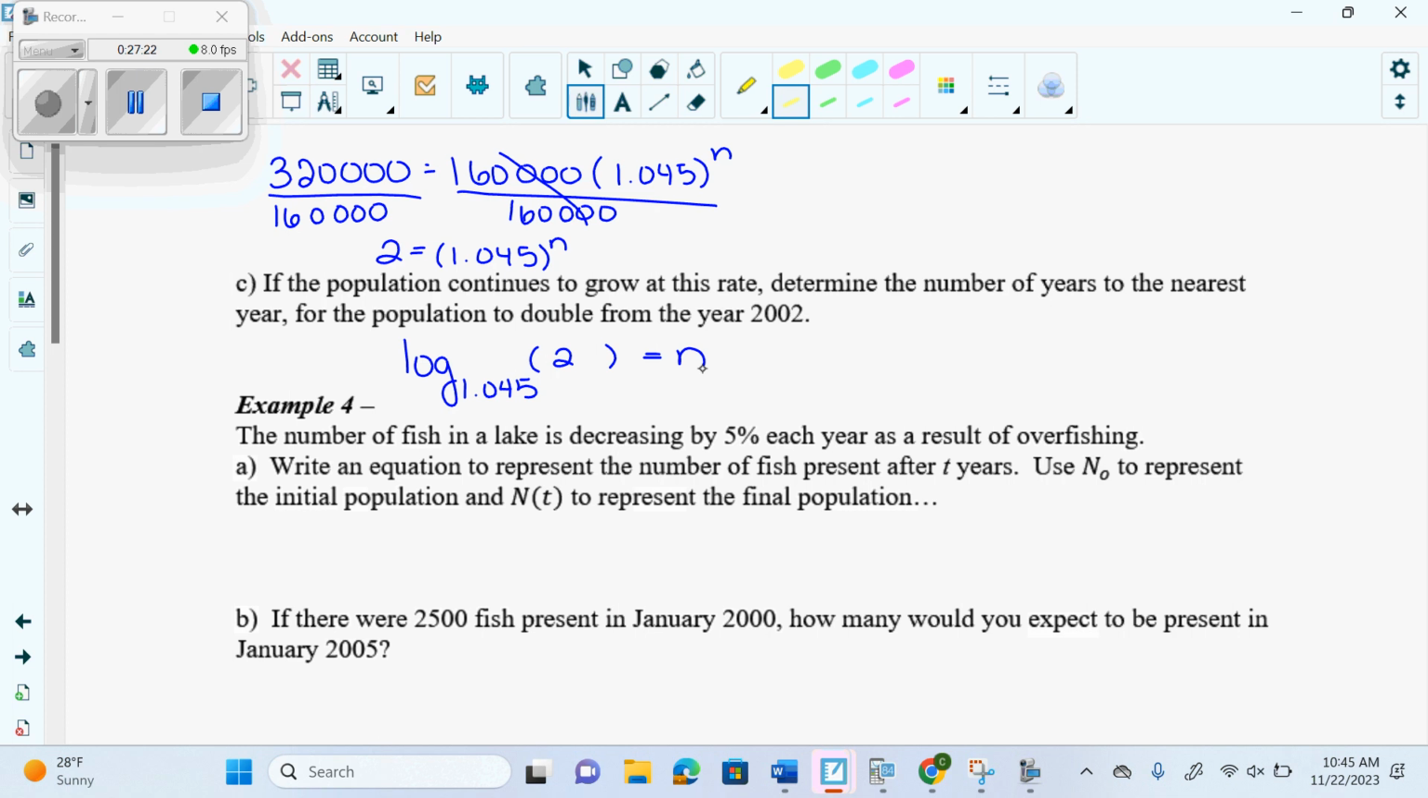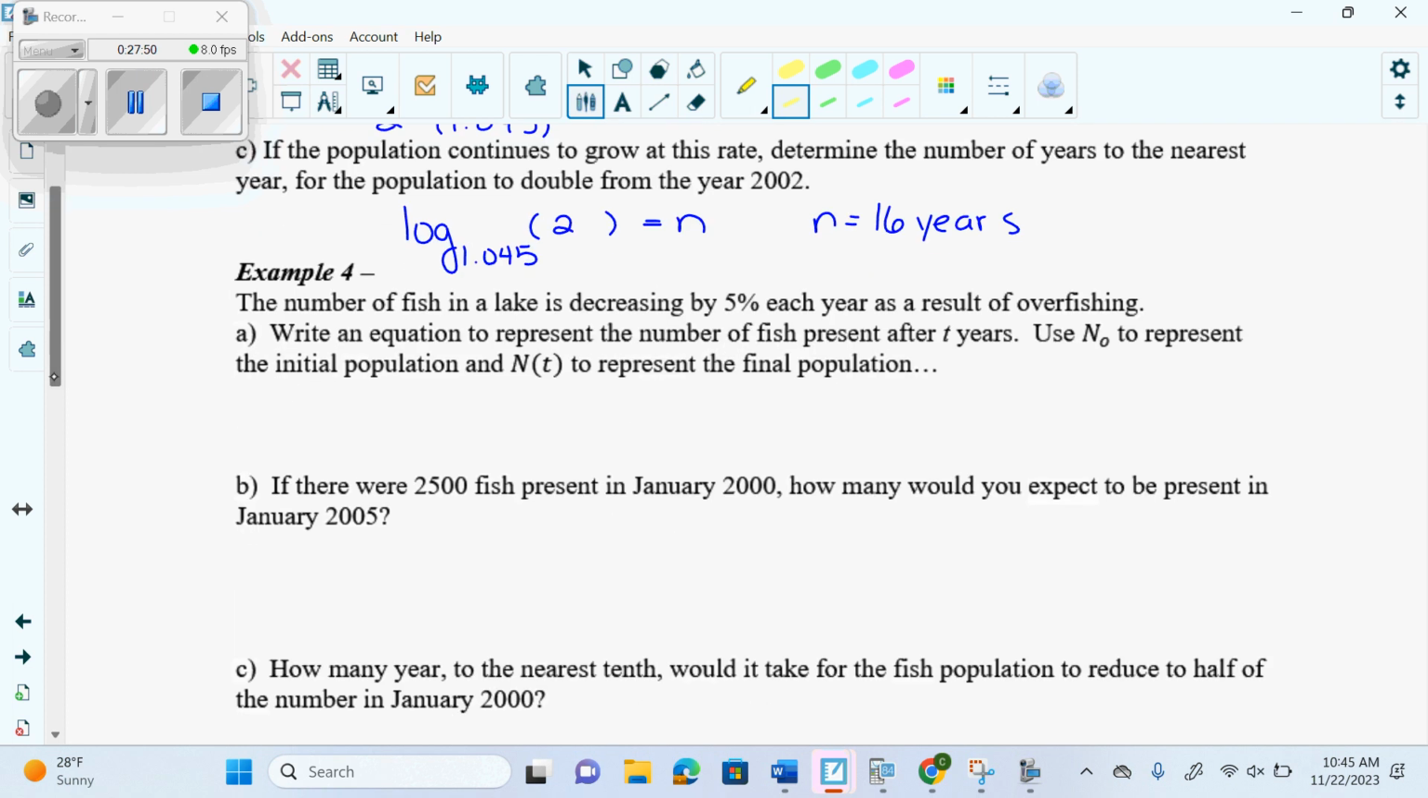1.045, not 1.145. Oh my goodness. It's 15 point something, and it wants nearest year. So n would equal 16 years. So once again, we would write a sentence. If the population continues to grow at that rate, it will take 16 years for the population to double from the year 2002. Explain the whole thing, right? Be thorough.